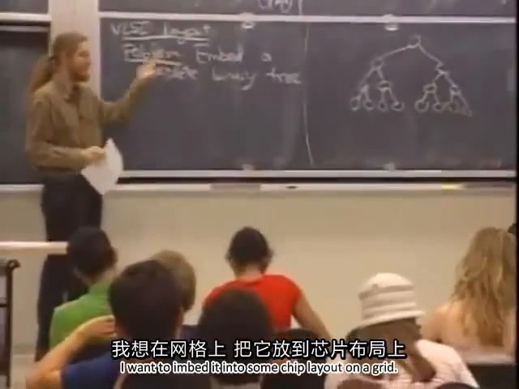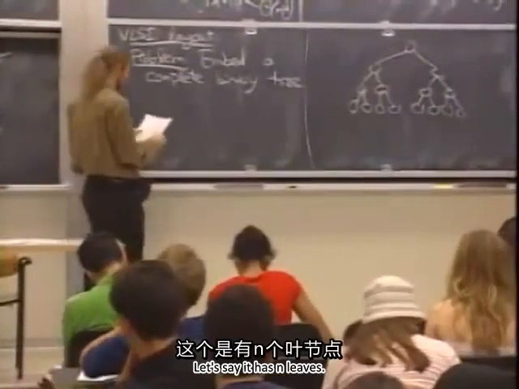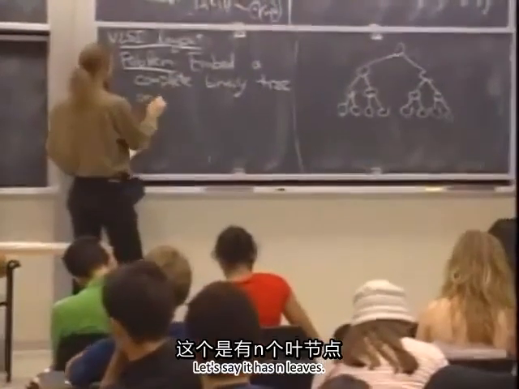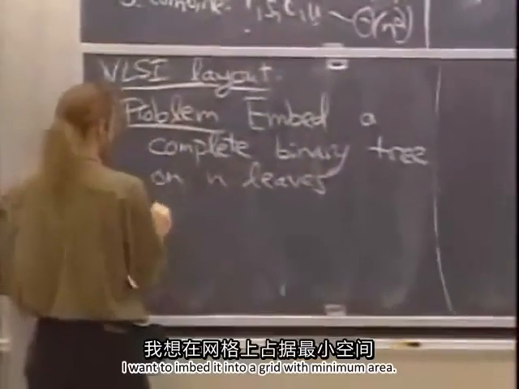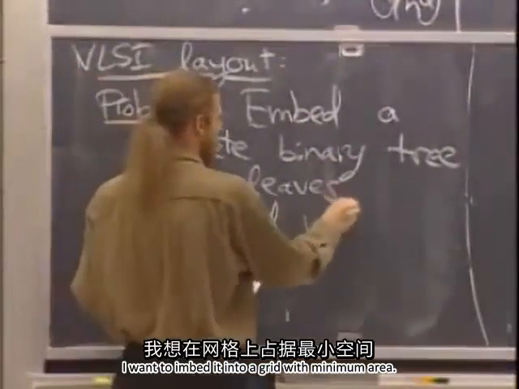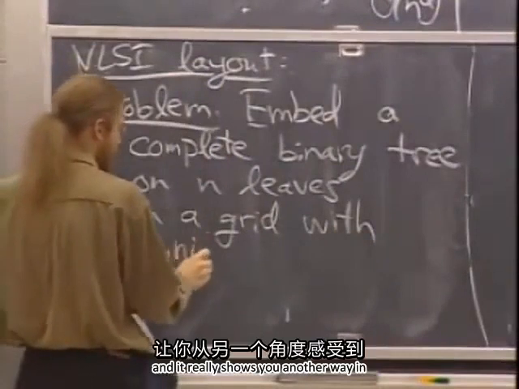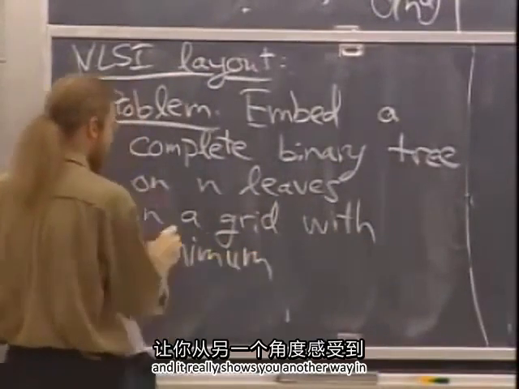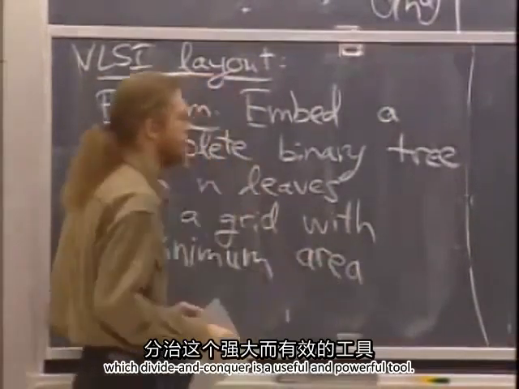I want to embed it into some chip layout on a grid. Let's say it has n leaves. I want to embed it into a grid with minimum area. This is a very cute problem, and it really shows you another way in which divide and conquer is useful. A powerful tool.